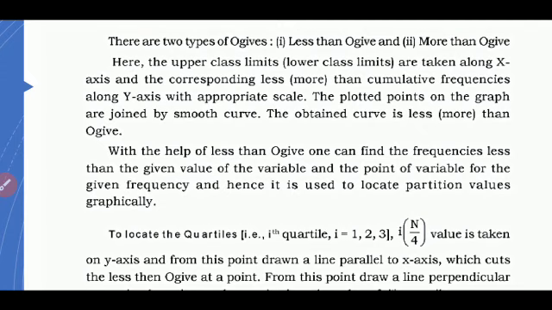To calculate less than cumulative frequency, you write the first value as it is, 3. To this 3, you add 8, you get 11. To 11, you add 14, you get 25. 25 plus 25, you get 50. 50 plus 15, you get 65. 65 plus 7, you get 72. 72 plus 2, you get 74. So please see how less than cumulative frequency is calculated. Now let us see how more than cumulative frequency is calculated.